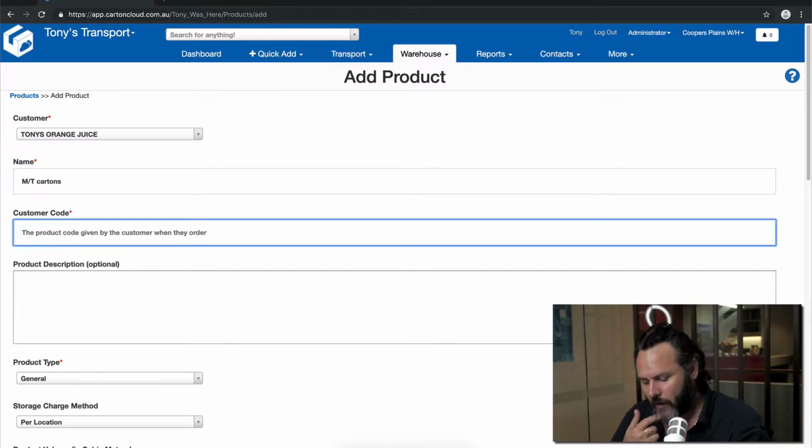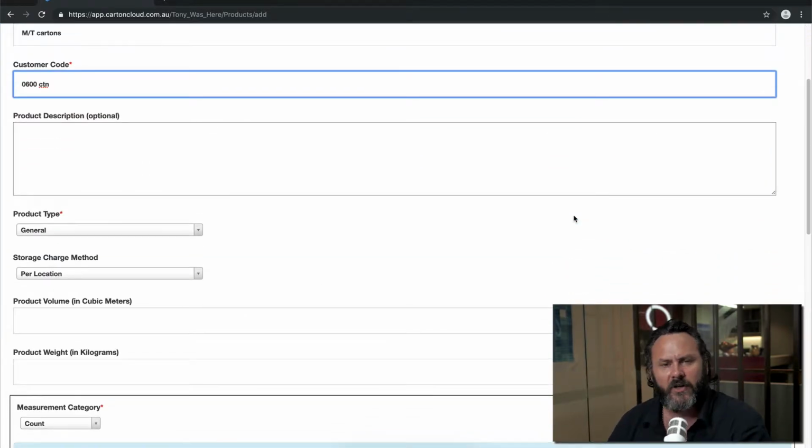Now the product code is the code which the customer has given me, and it's 0600 CTN. Within the product description, we can add in extra details and bits and pieces, so that when we're building these products, or if somebody needs to find out, they can go back. Generally, it's an optional sort of field.